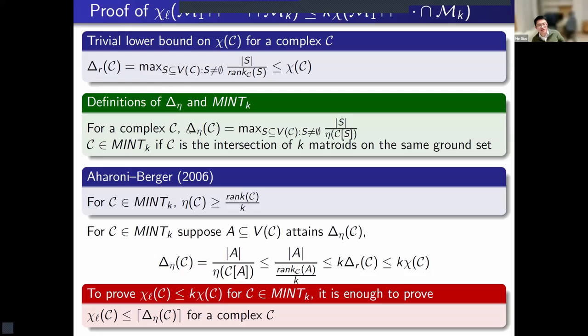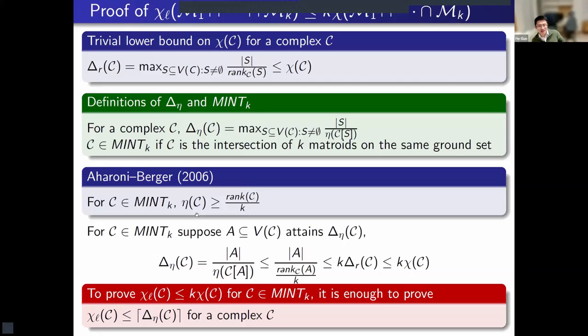And similarly, we can define this connectivity maximum degree delta eta of C to be the maximum over all the subsets S of the size of S divided by the connectivity of your complex induced on S. So that is the definition of delta eta. And Aharoni and Berger proved that if C is the intersection of k matroids, then the connectivity of C is at least the rank of C, which is the largest common independent set of your k matroids, divided by k.